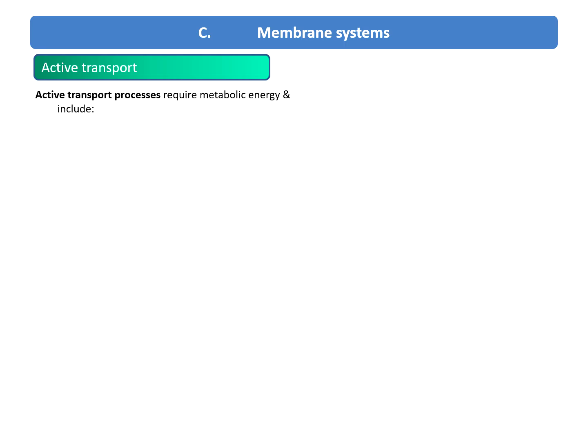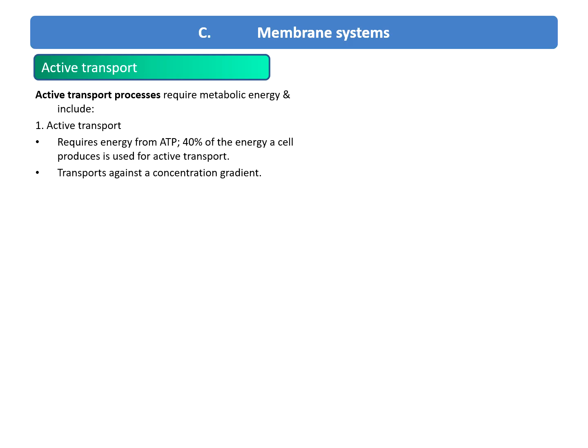Active transport processes require metabolic energy, and they include active transport itself. It requires energy from ATP. In fact, something like 40% of the energy that a cell produces is used for active transport. It transports against a concentration gradient. The most common example is the sodium-potassium pump. I often simply refer to it as the sodium pump. Many other pumps exist for other ions, for amino acids, for glucose, and so forth.